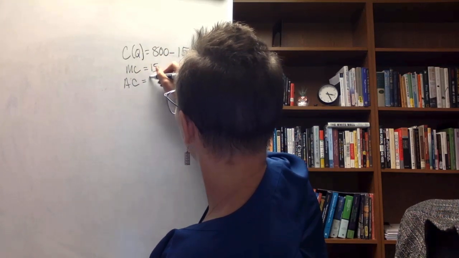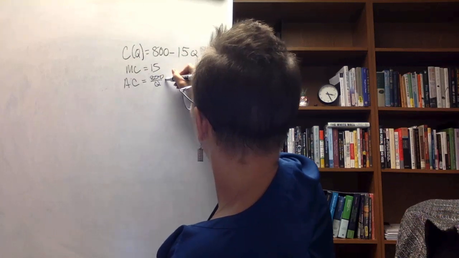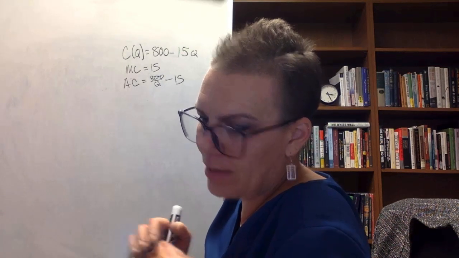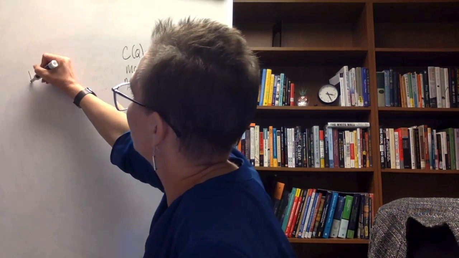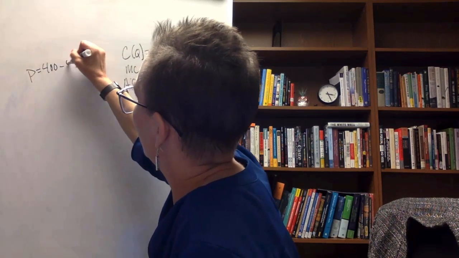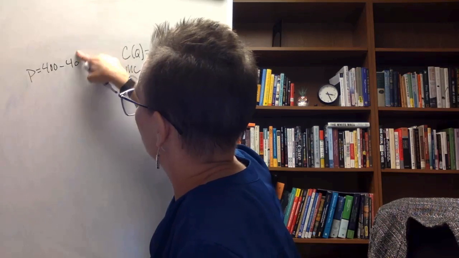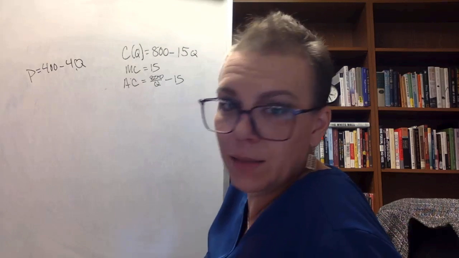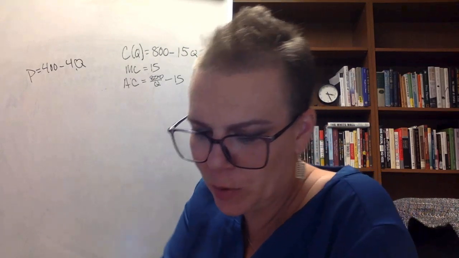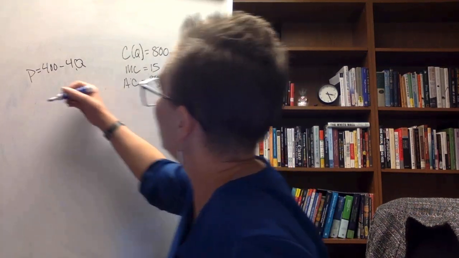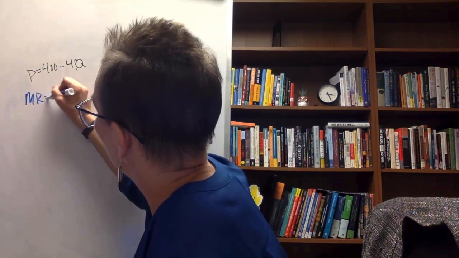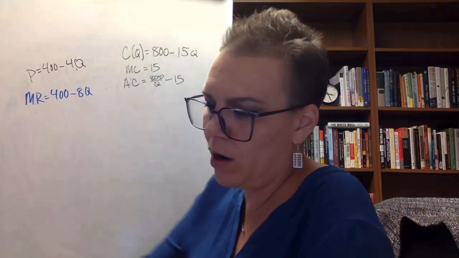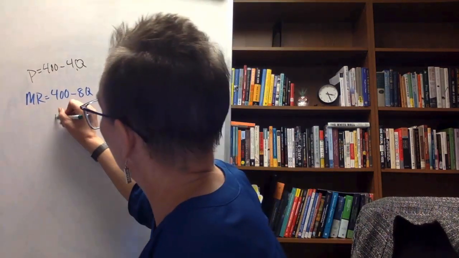Average cost is going to be 800 divided by Q minus 15. And demand is P equals 400 minus 4Q. Oops, that should have been uppercase Q. What is the marginal revenue? We've done this already, so let's do it one more time. Marginal revenue is going to be 400 minus 8Q. Profit maximizing quantity occurs when marginal revenue is equal to marginal cost.